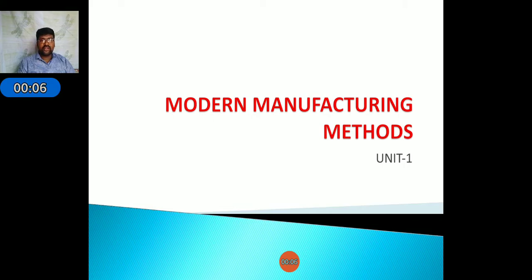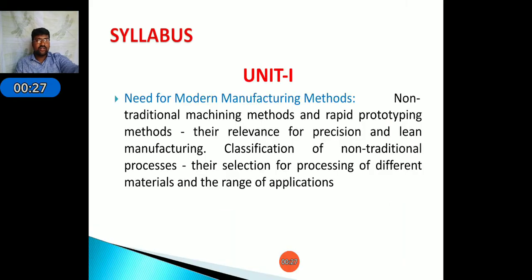Myself, A. Ramanjanelu, working as assistant professor in PBR Bits, Kavali. From today onwards, I am starting a new subject on modern manufacturing methods for final years. Okay, first we'll go through the syllabus.